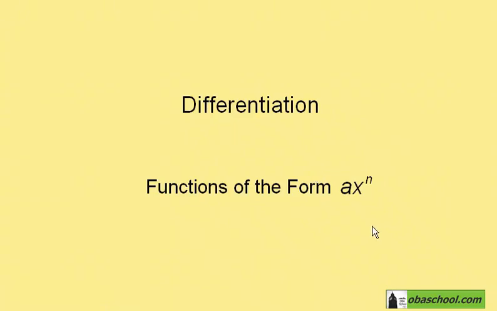We're going to look at differentiating functions of the form ax to the n. You should know that if y is equal to ax to the n, then dy dx is equal to nax to the n minus 1. Just look at what's happened. The n drops down in front of the a and multiplies the a, and the power is reduced by 1.